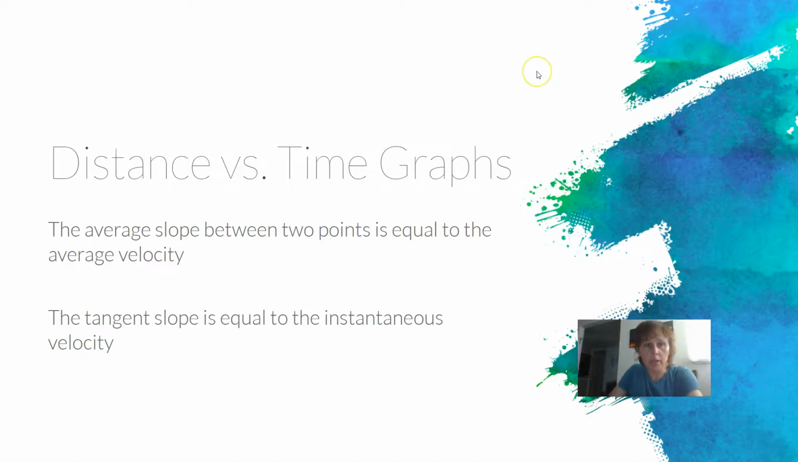So to summarize, the average slope between 2 points is equal to the average velocity for the distance versus time graphs, and the tangent slope is equal to the instantaneous velocity.